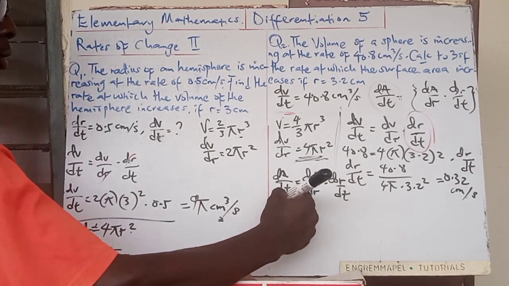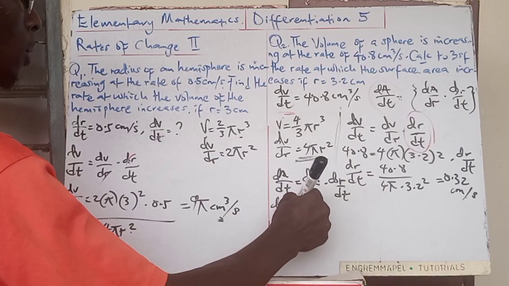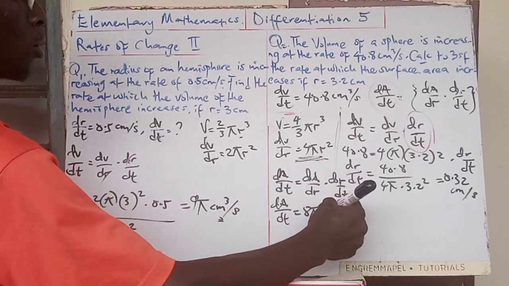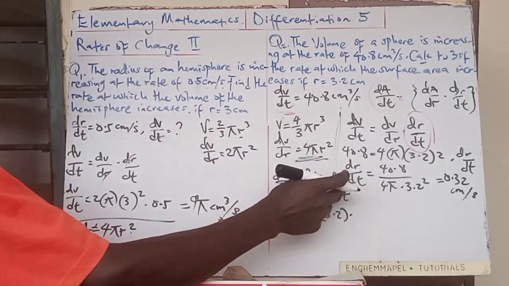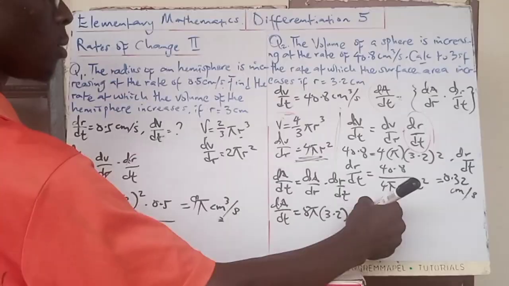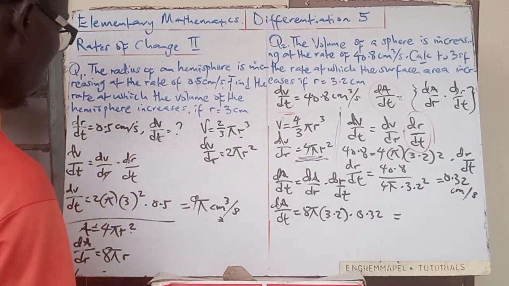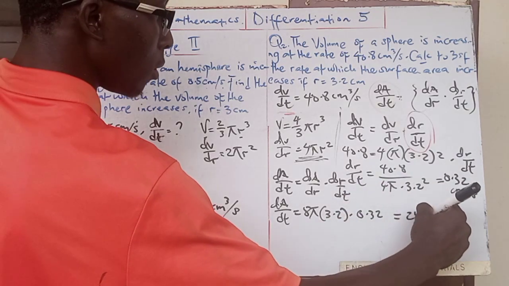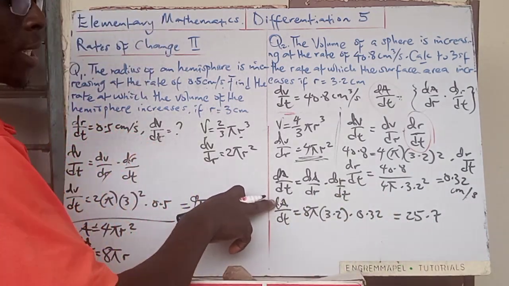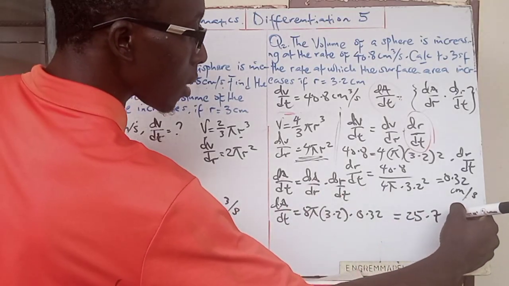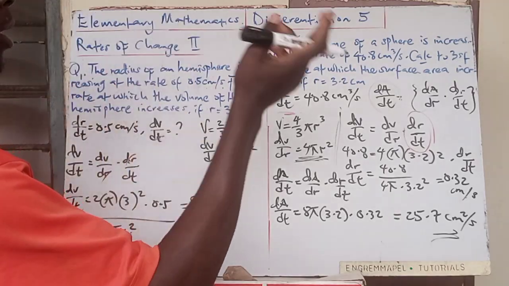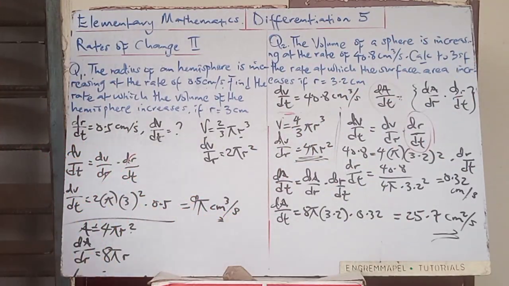So now you can insert your dA/dt. It will be your dA/dr, that's 8 pi r, where r is 3.2, multiplied by your dr/dt, the one you got here, 0.32. Calculating that, we are going to be having 25.7, and it is centimeters squared per second. Remember they said 3 significant figures. So that's it for that. Now let's move to the next part.